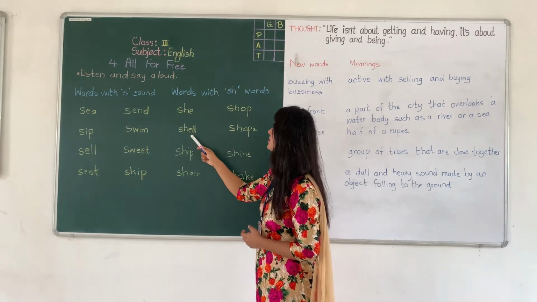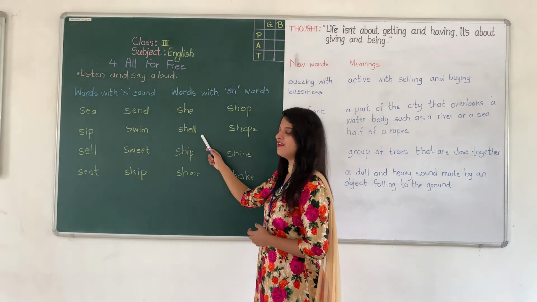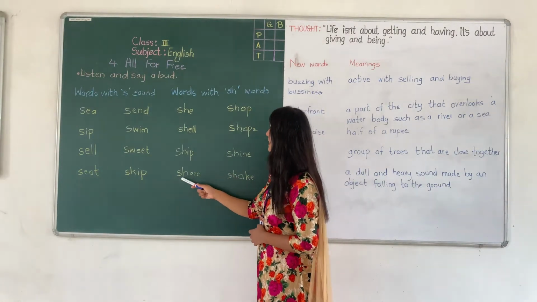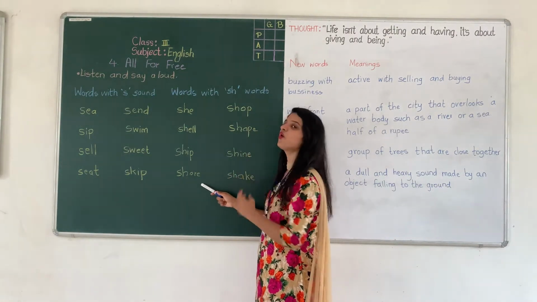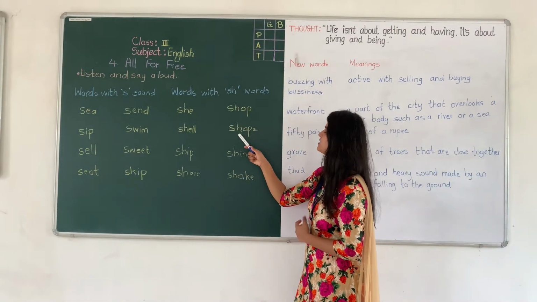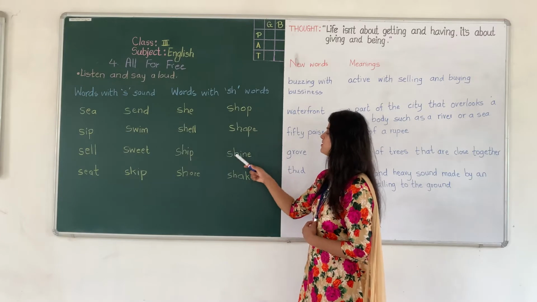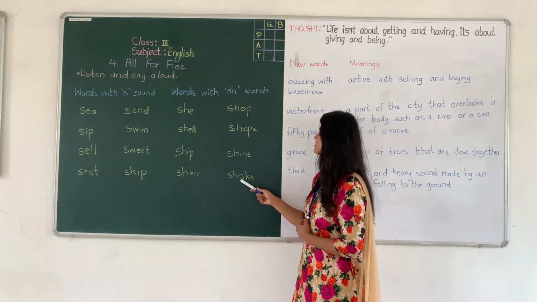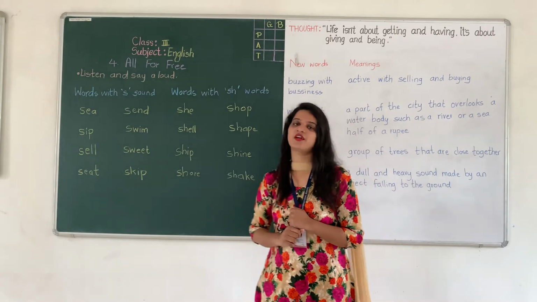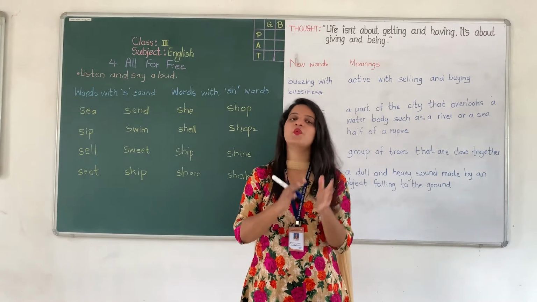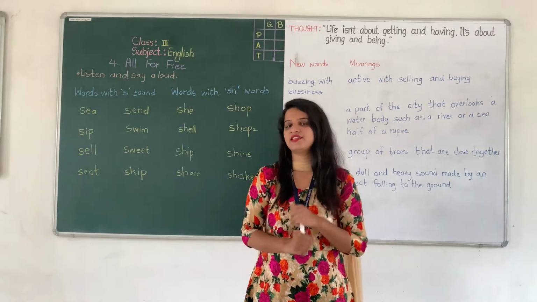Sheep. S-H-E-L-L, shell. S-H-I-P, ship. S-H-O-R-E, shore. S-H-O-P, shop. S-H-A-P-E, shape. S-H-I-N-E, shine. S-H-A-D-E, shade. So here we have finished with our words with S sound and SH sound.